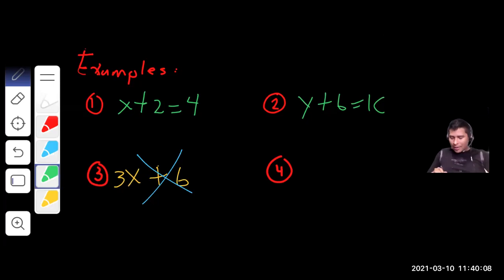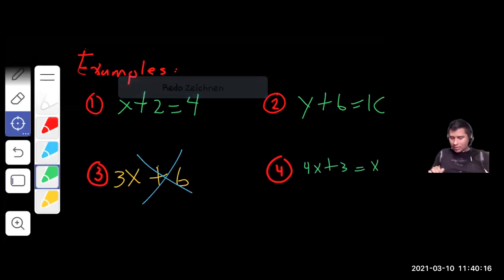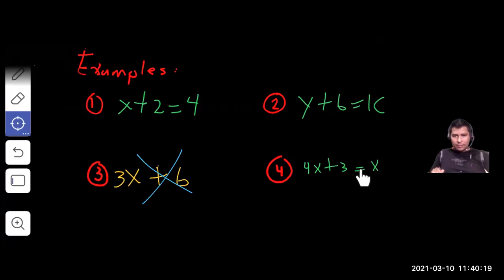Let's go to number 4: 4x plus 3 equals x. Is this an equation? Yes, we got the equal sign. That is basically the idea of an equation. An equation is telling you this part of the equation is equal to this other part. Maybe this is different and this is different, apparently, but that's gonna be our task, to find what this value is.